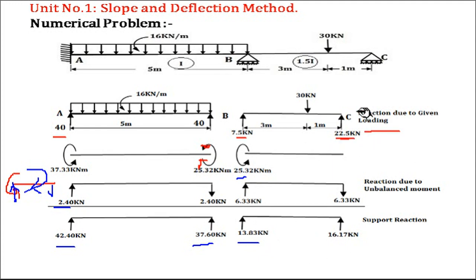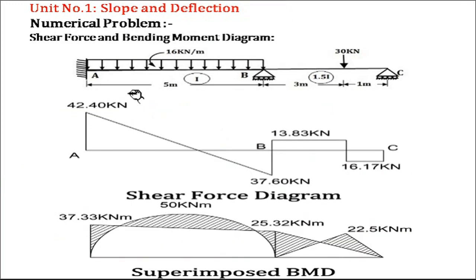Here 22.5 is acting upward and 6.33 acting downward. So 22.5 minus 6.33, we get the value 16.17. So these are the support reactions. So here the reaction at A is 42.4. Okay, then in portion AB there is a uniformly distributed load. So 42.4 minus 12 into 5. So we get the value 37.3.